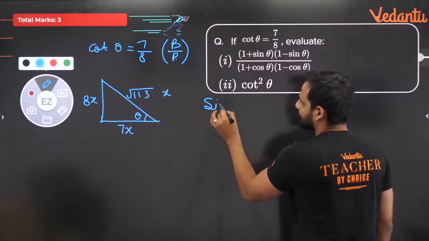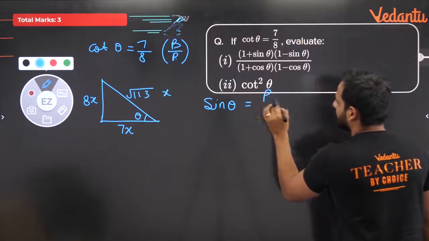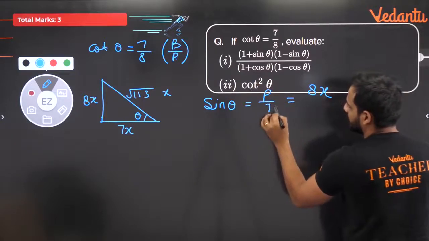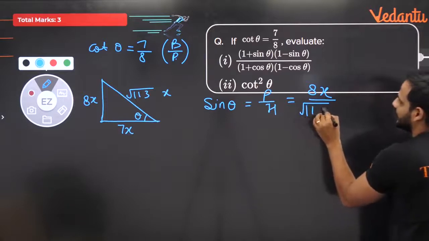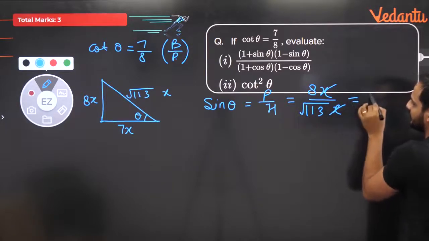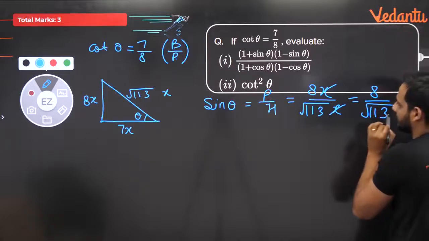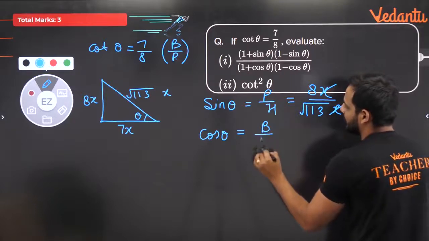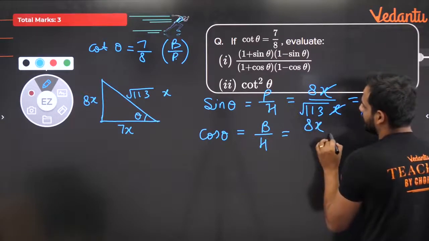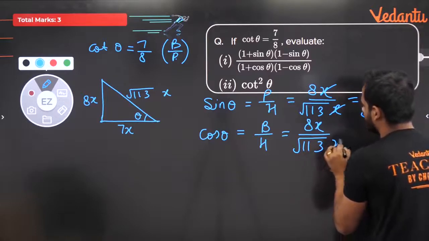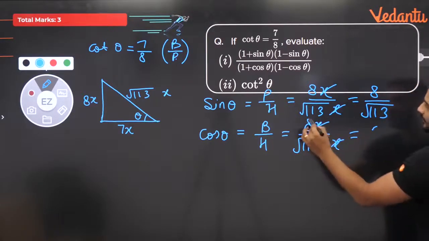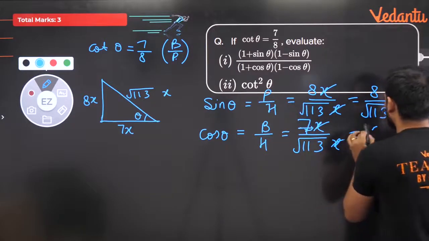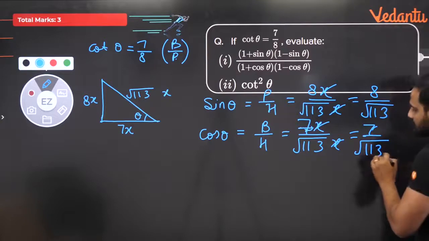Look, sin theta will be equal to perpendicular upon hypotenuse. Perpendicular is 8x upon under root of 113 into x. So x and x got cancelled. Sin theta is 8 by under root of 113. Same way cos theta will be equal to what? Cos theta is base upon hypotenuse. So base is 7x divided by under root of 113 x. x and x got cancelled. You will be getting 7 by under root of 113.